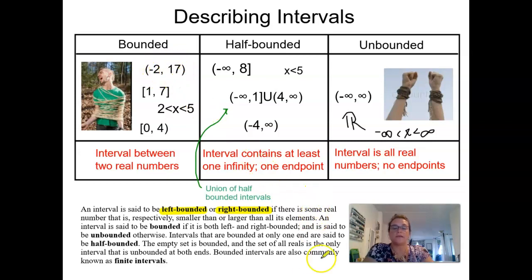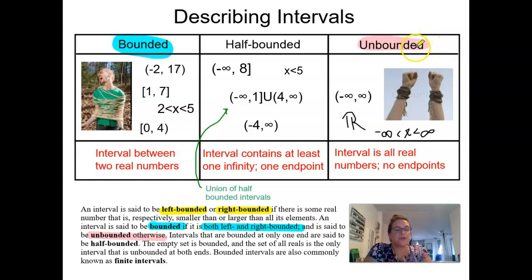Now the next sentence says that an interval is said to be bounded if it is both left and right bounded. So this example we were looking at here, -2 to 17, it's left bounded, it's right bounded, which is the reason why we call this a bounded interval, right? Okay, so the next part of that statement says it is said to be unbounded otherwise. And you'll notice in the unbounded column here, we only had one example, -infinity to infinity, as an unbounded interval.